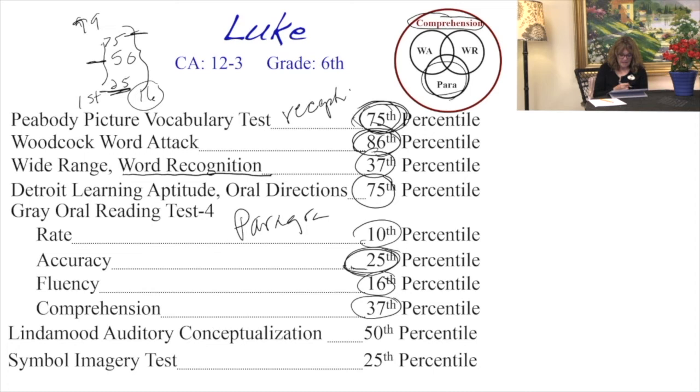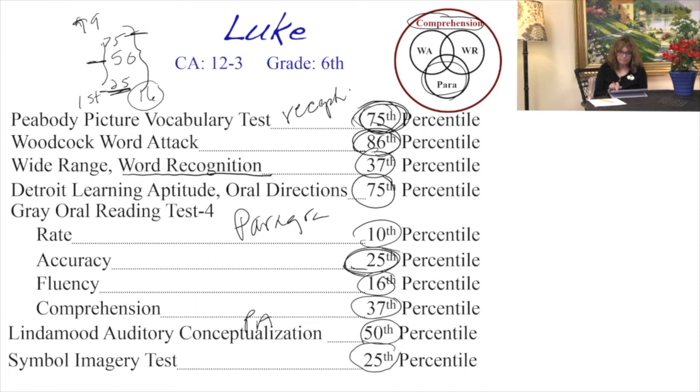He's just had one part of his sensory system that has not been developed yet, and that is symbol imagery. It's right here. His phonological awareness is okay. That's what this test is. But his ability to hold and access images of letters in his head has not been well developed.